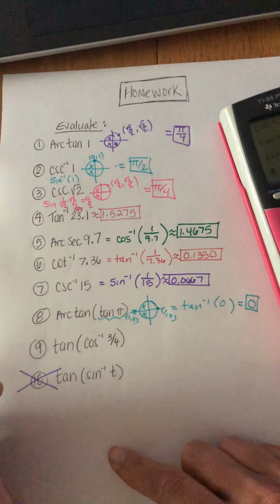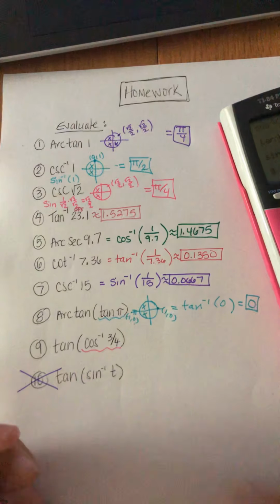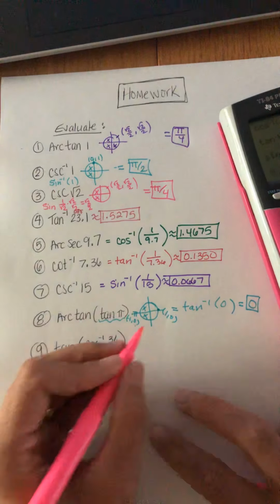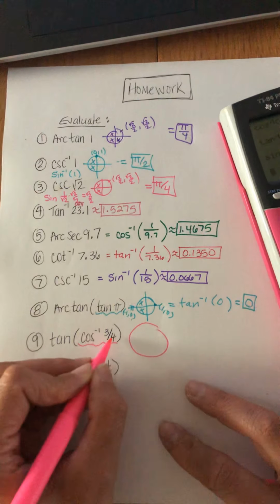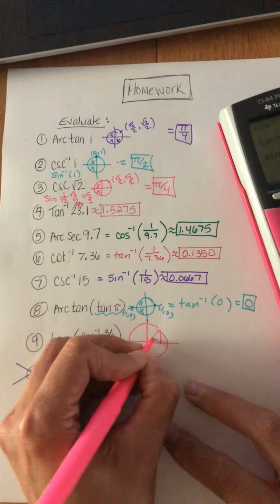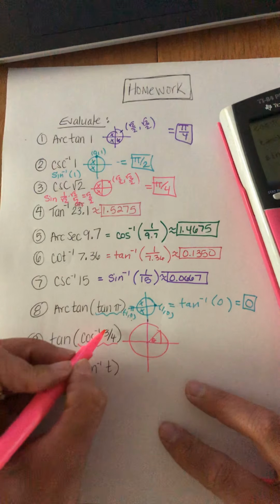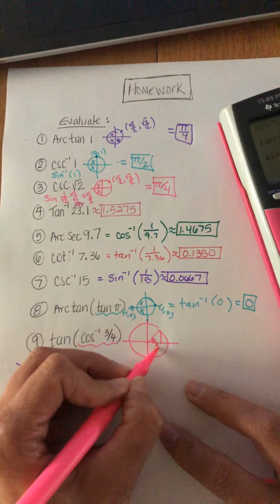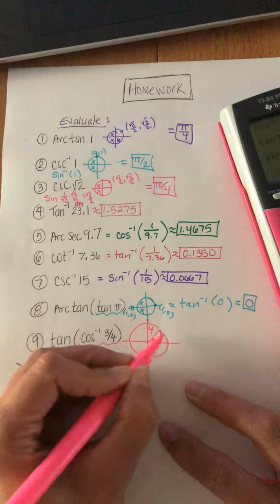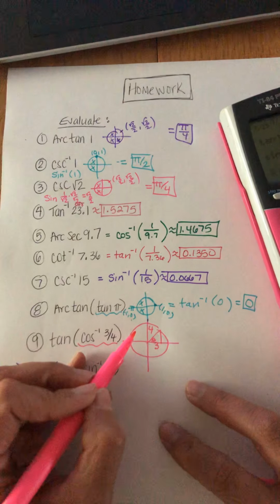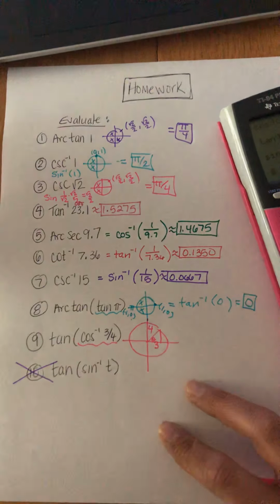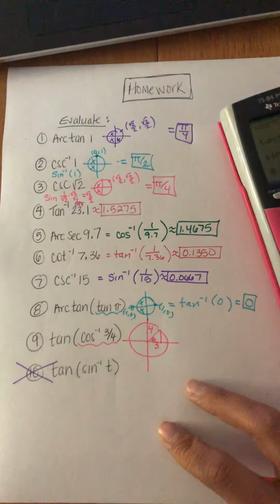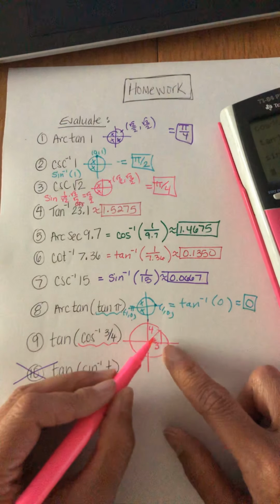Number 9, tangent of the cosine inverse of 3/4. Okay, so we need to start with the cosine inverse of 3/4, which means I have to look at my unit circle, but 3/4 is not on the unit circle, so I have to use a reference triangle. There's theta. Cosine is adjacent over hypotenuse, so the adjacent side is 3, and the hypotenuse is 4. I picked the first quadrant because cosine inverse can only be in the top half. Since it's positive, it's got to be in that first quadrant.